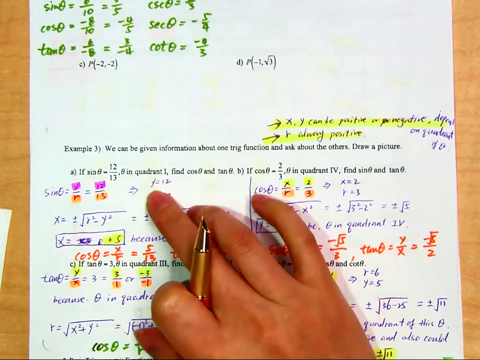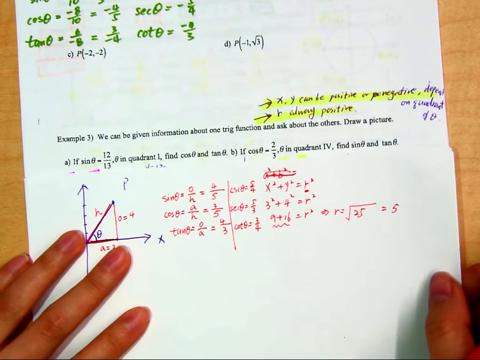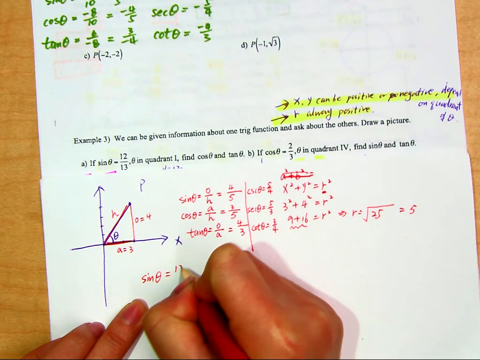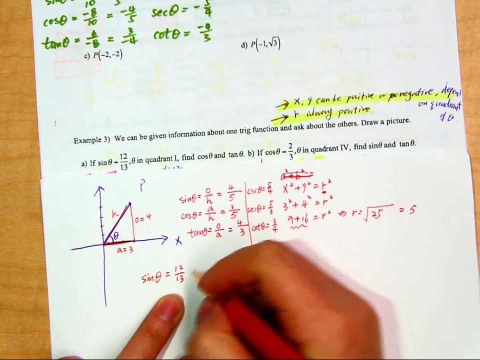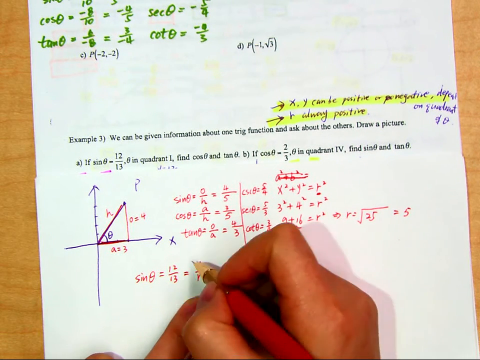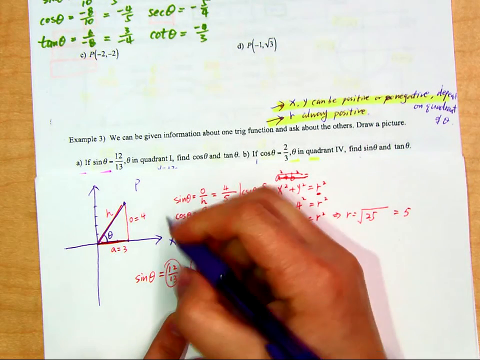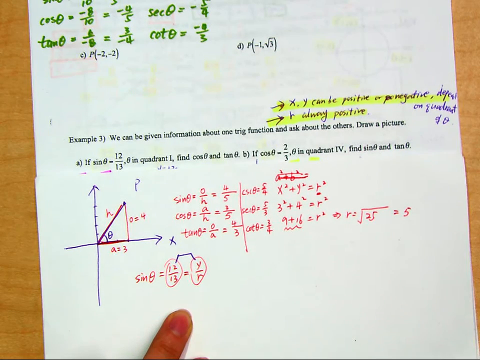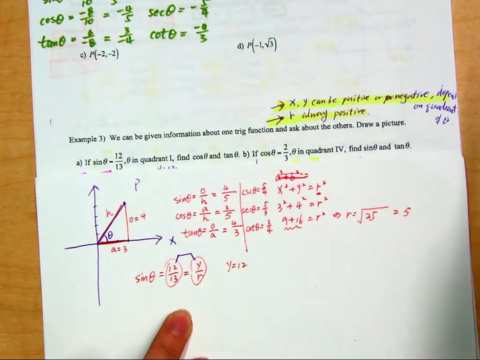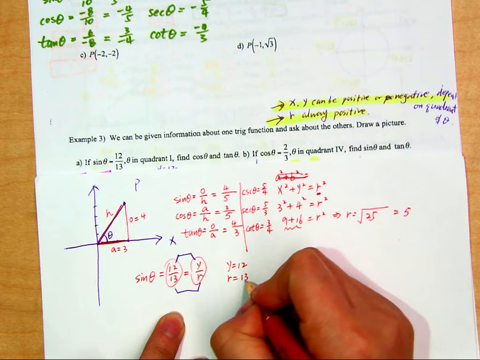Okay, for example 3, I'm going to redo this one for you. So, part A. First one, sine equals 12 over 13. And we know the formula for sine is y over r. And since a fraction equals a fraction, the numerator is going to be equal to the numerator. So that's how we know y will be 12. And the denominator has to be equal to the denominator. So we know r equals 13.